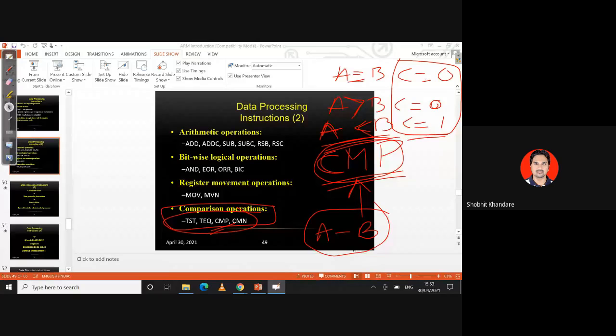We will go to the register movement operation now. यहाँ पे भी important है MOV और दोनों भी MVN. Okay. So please write down register movement operation. Write down the first one, move. Now this is also simple. This move instruction and whatever you have studied in 8051, they are one and the same. Okay, they are one and the same.